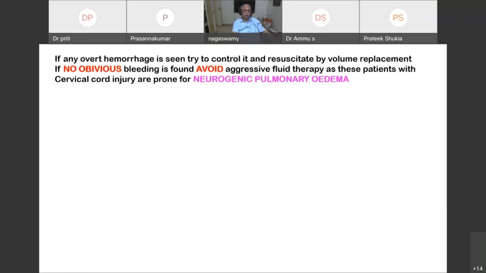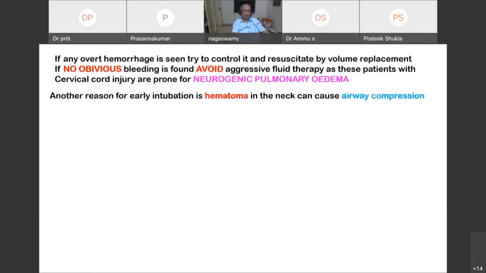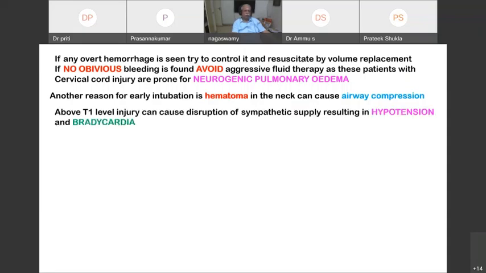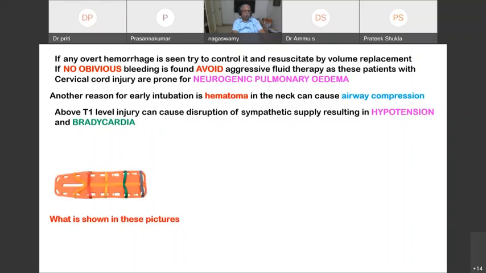Why should you avoid aggressive fluid therapy in cervical cord injury? Patients are prone to neurogenic shock. Another reason for early intubation is that a hematoma in the neck may cause airway obstruction. When the injury is above T1 level, it causes disruption of sympathetic supply resulting in hypotension and bradycardia. And it's shown in this picture.